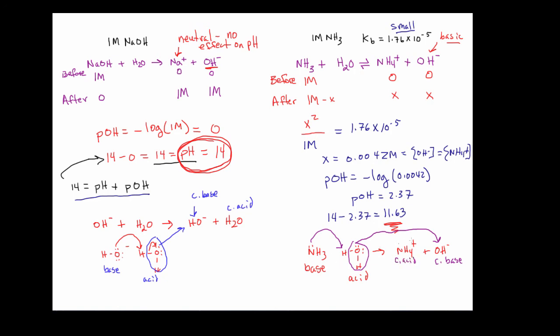So the conjugate acid-base pairs for this reaction here are going to be NH3 / NH4 plus. That's one of the pairs. And the other pair is going to be H2O and OH minus. Okay, and with that I'm going to go ahead and close this video.